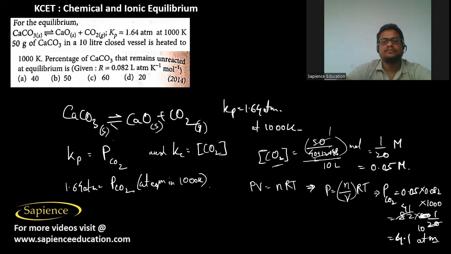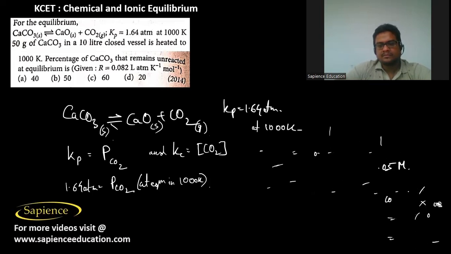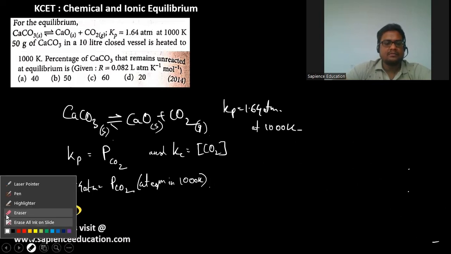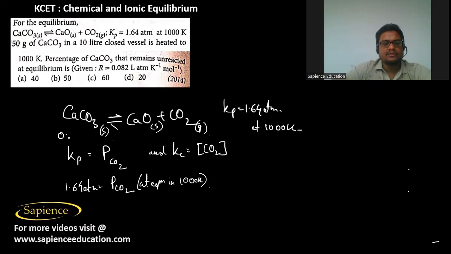So here 50 gram means half mole of CaCO3. This part is wrong actually. Here actually what is happening? Initially half mole, 0.5 mole of CaCO3 was taken, and from there X mole has reacted, suppose. Then X mole of CaO and X mole of CO2 has been formed.